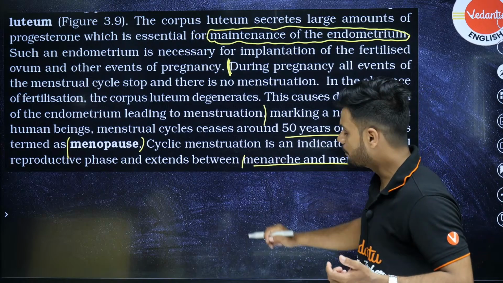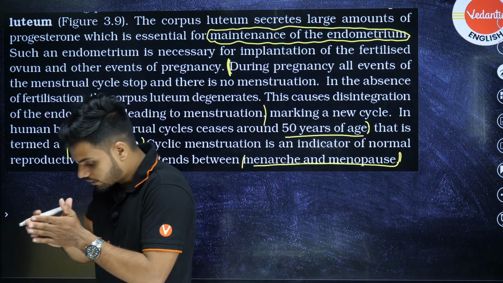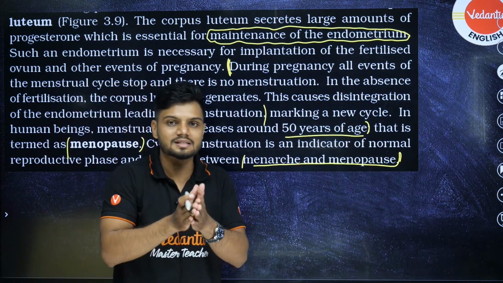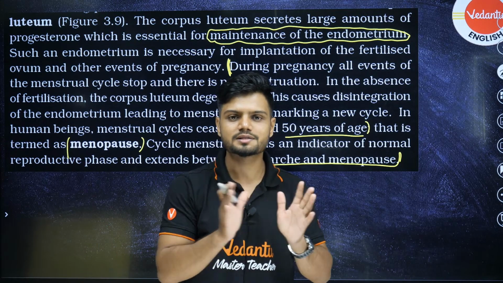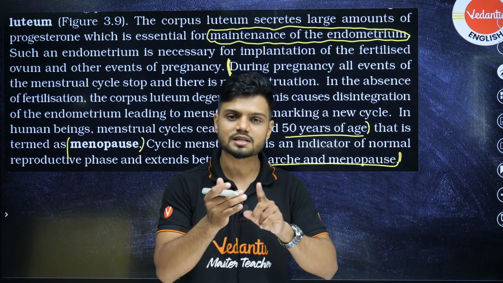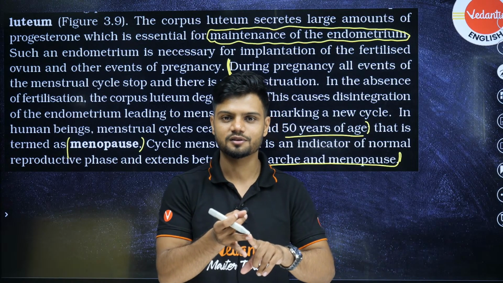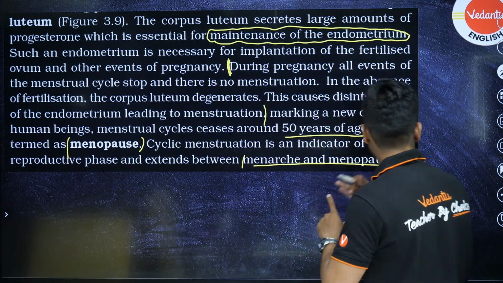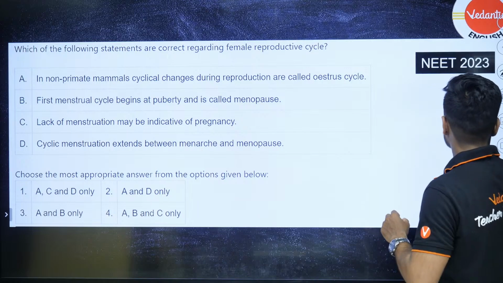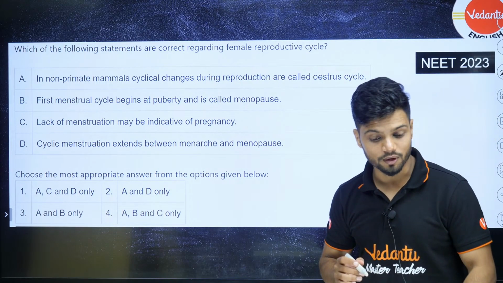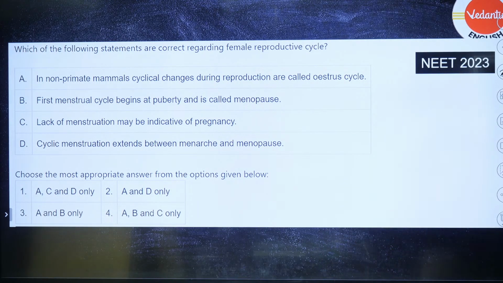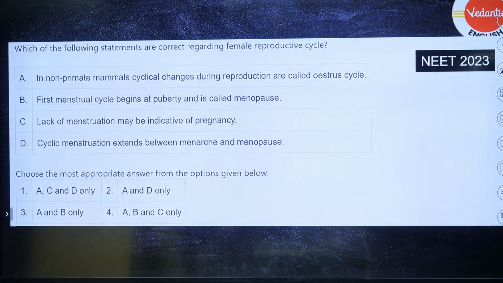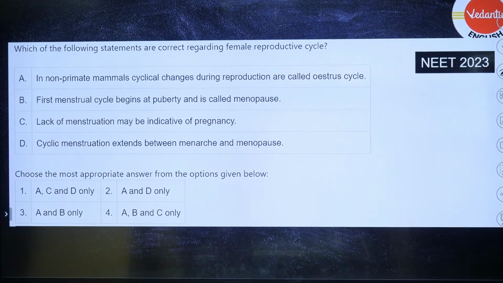It is a complete lifespan. In the lifespan of a female it happens. Starting is called menarche, end is called menopause. Concept done, NCERT lines done. Beautiful, right? The only thing which is remaining is question. Solve the question now then, all of you.